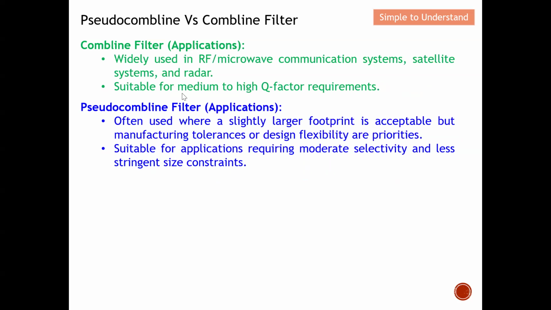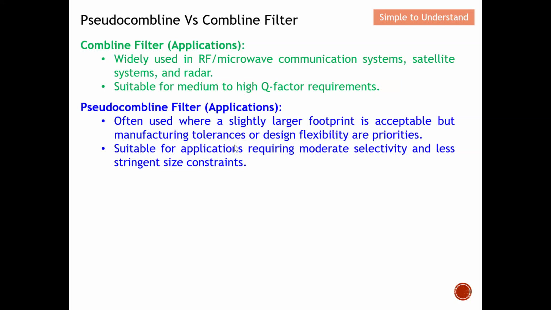Next, for applications, they are widely used in RF and microwave communication systems, satellite systems, and also radar. They are suitable for medium to high Q. For combline, it is mainly used for high Q requirements. As for pseudo, it is basically for slightly lower Q. They are often used where a slightly larger footprint is acceptable, but manufacturing tolerance or design flexibility are priorities.